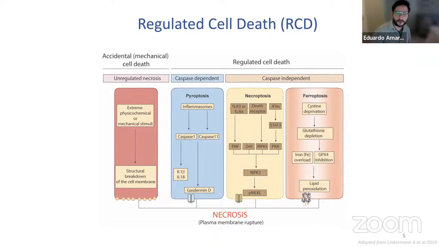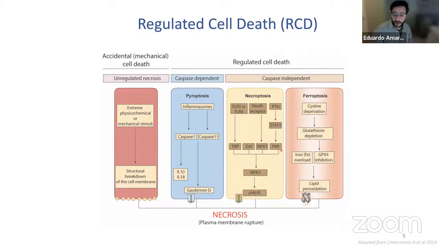However, among the regulated forms of cell death, we have two groups, caspase-dependent and caspase-independent forms of death. Among the caspase-dependent, we have pyroptosis, which is induced by the inflammasome activation, leading to the cleavage of gasdermin D, which in this case makes pores on the plasma membrane. And that's how cells die through necrosis. Among the caspase-independent, we have several pathways, but I'm going to highlight two here today. Necroptosis, which is modulated by the activation of RIP kinase 1 and 3, which phosphorylates this molecule called MLKL, which similarly to gasdermin D will make pores on the plasma membrane, leading to plasma membrane rupture.